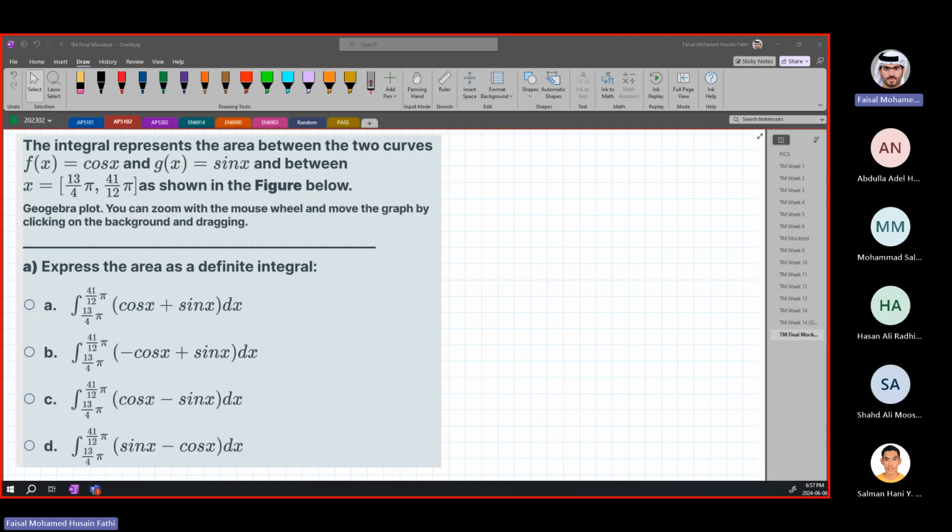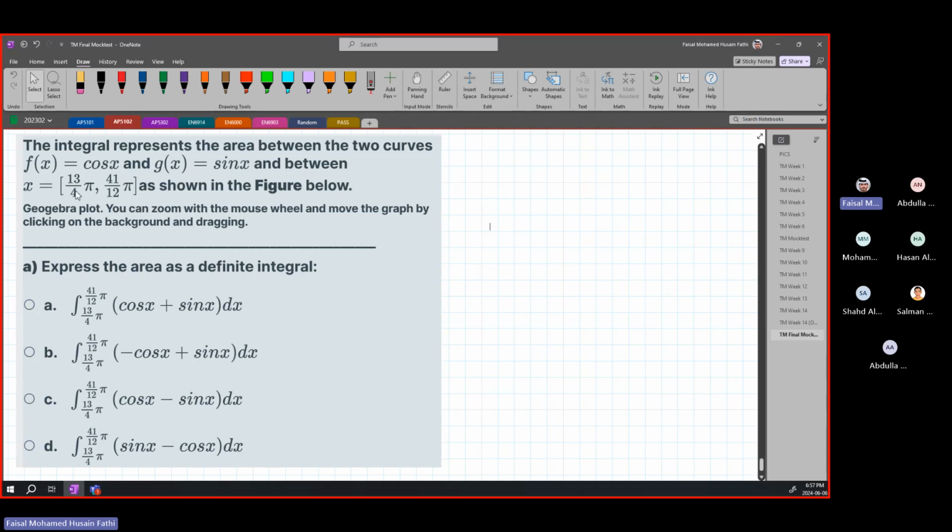So basically, they gave you an area. This isn't the same question. I don't know why this is given here. Anyway, it's part A and part B. Okay, so let's do this first. So this is part A, between 13 over 4 pi.